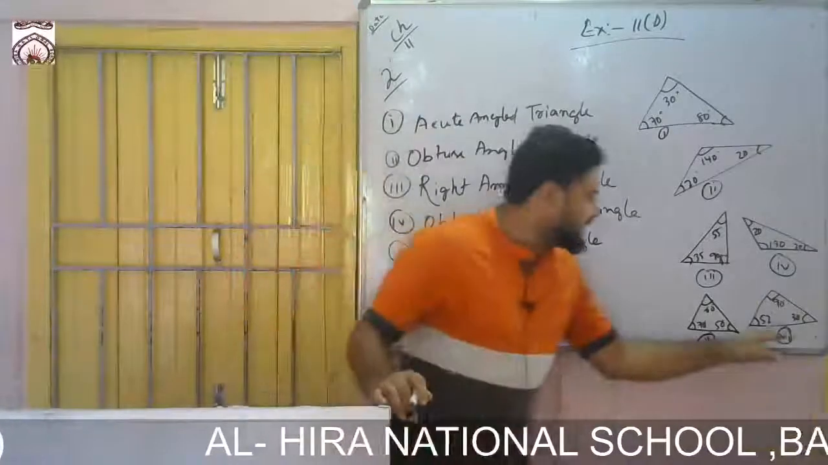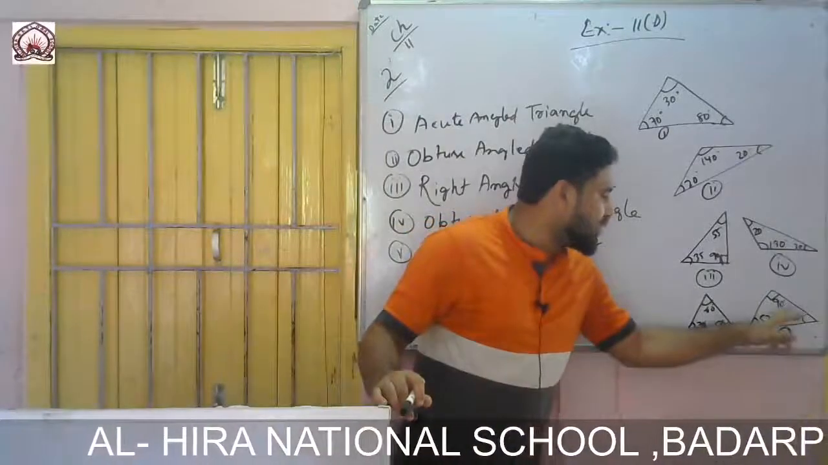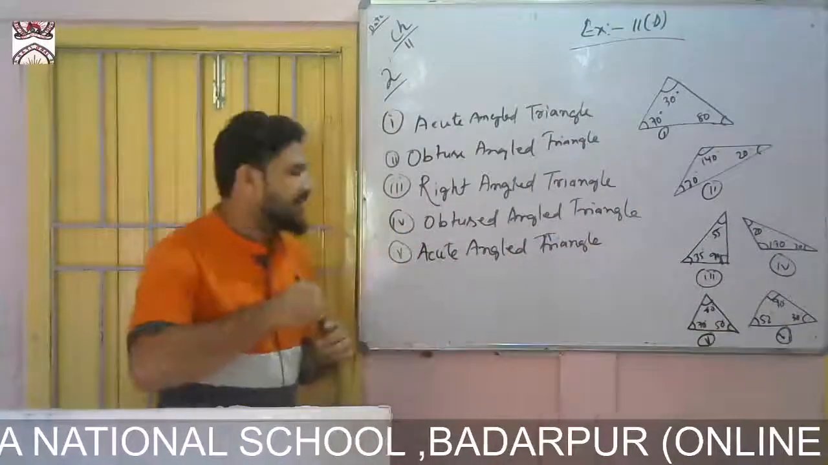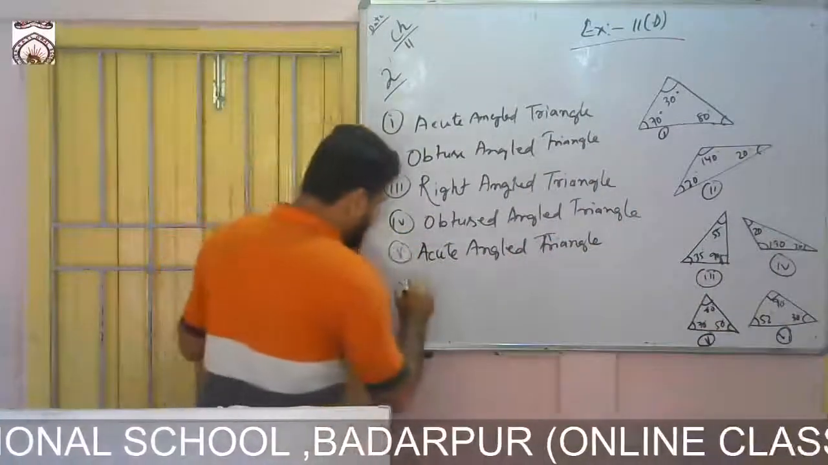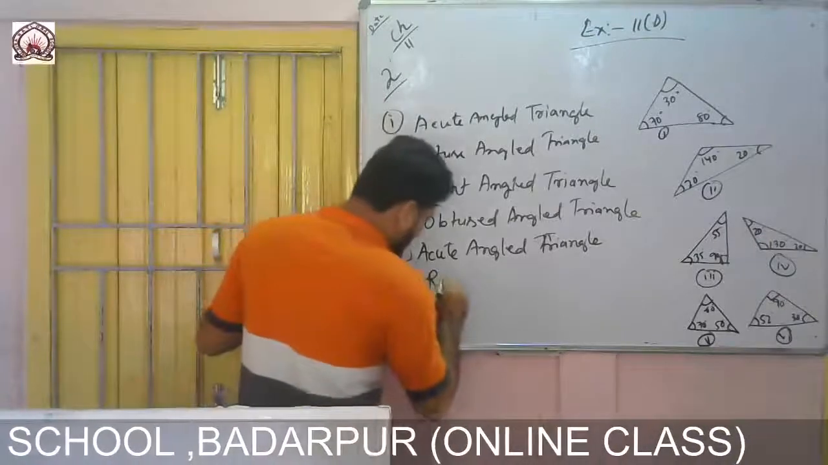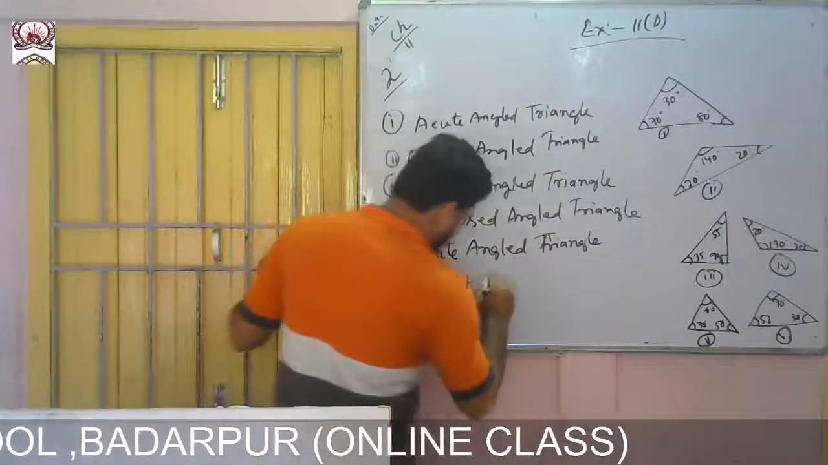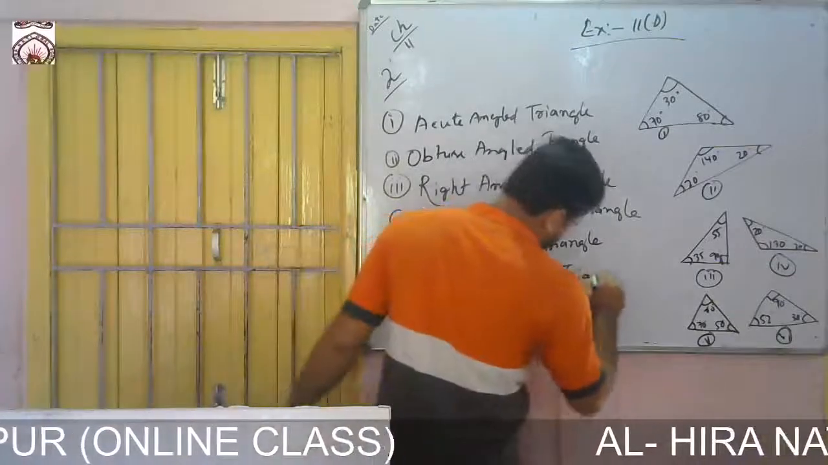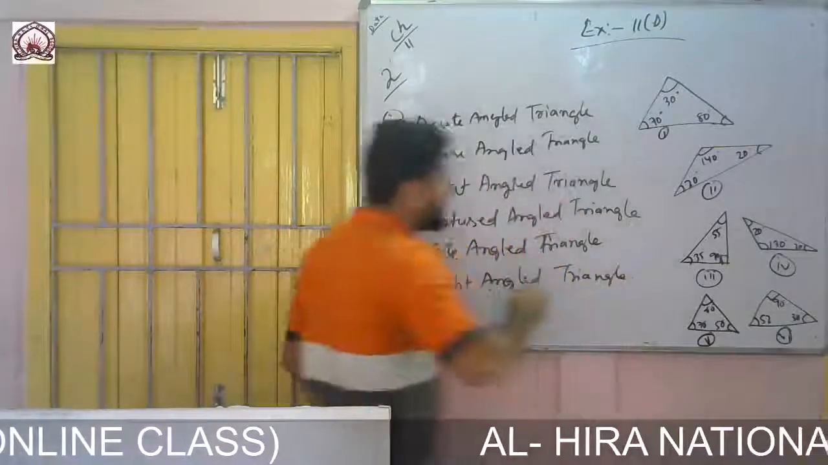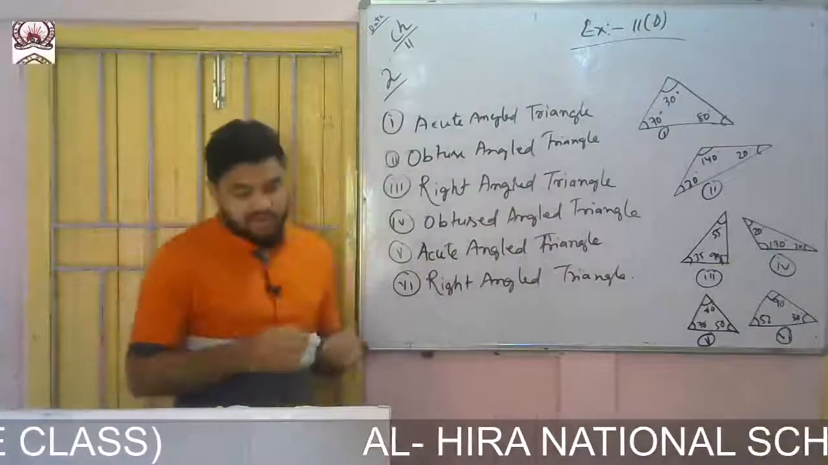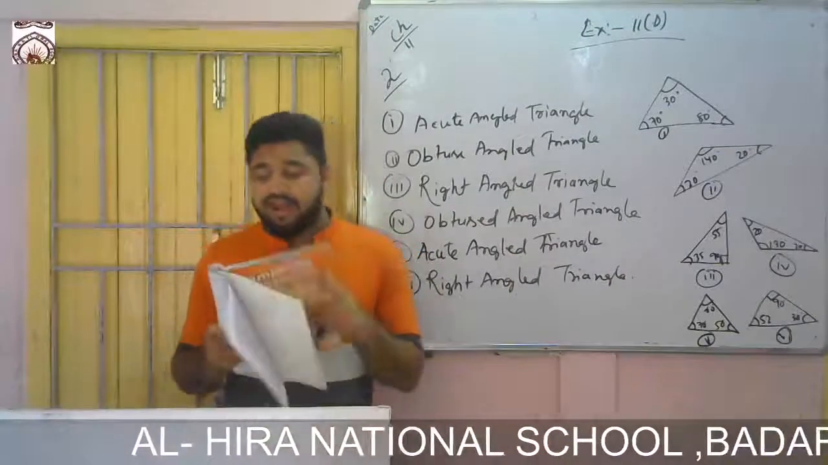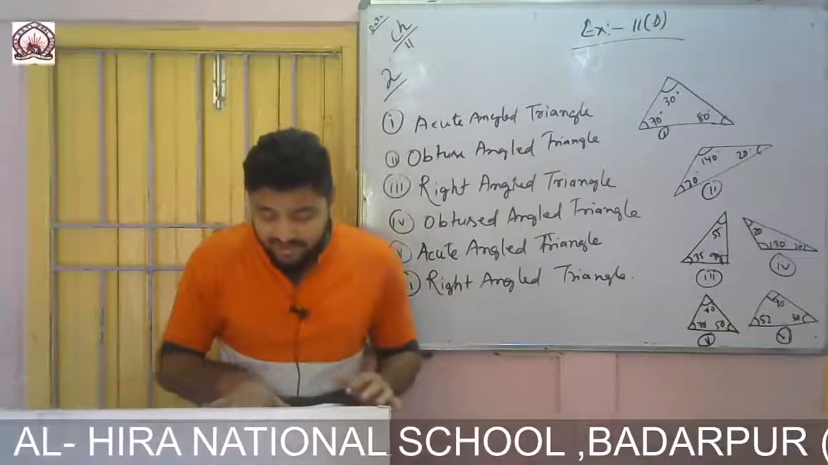What is that? Again 52 degree, 38 degree and 90 degree. Since one angle is 90 degree, it is directly a right angle triangle. So this one finished. Now come to question number 3. Classify the triangles.